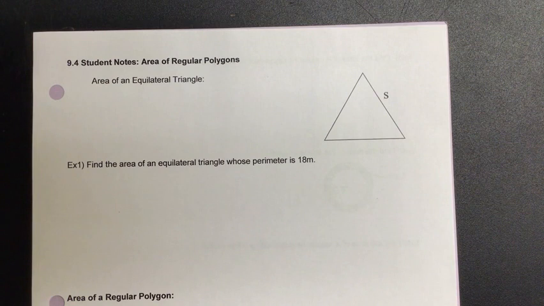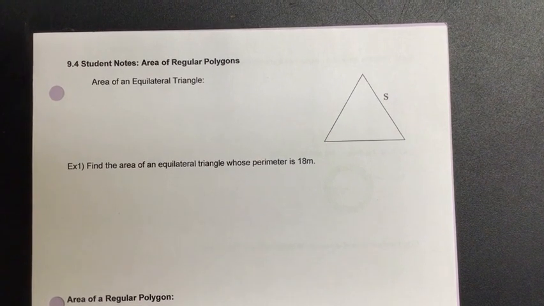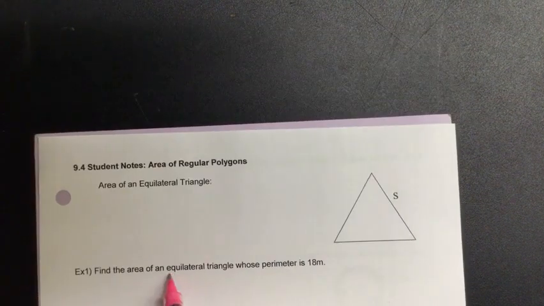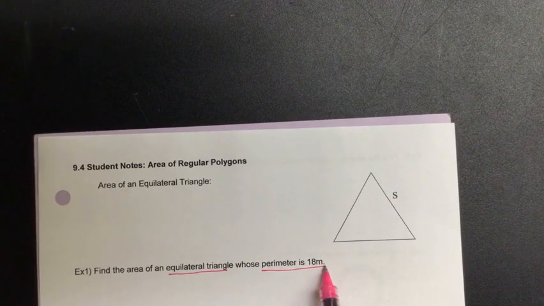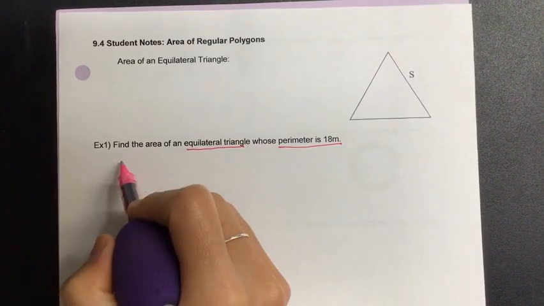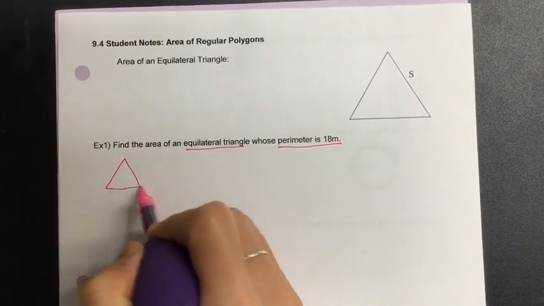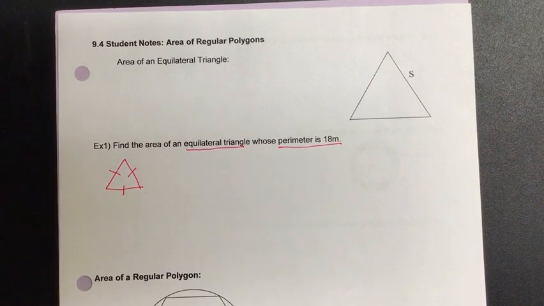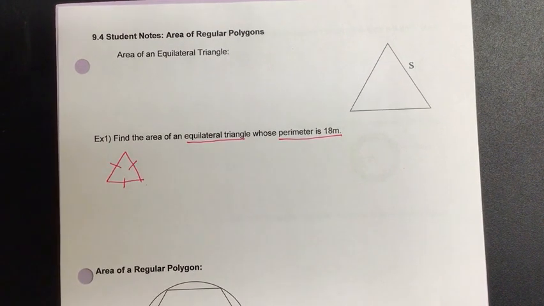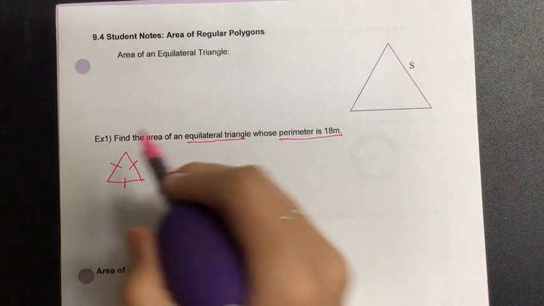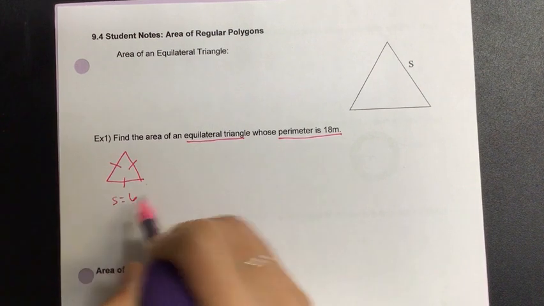So what shape is example number 1? Triangle. What kind of triangle? Equilateral. So we know we can use that formula. So equilateral triangle with a perimeter of 18. Draw this figure if it helps you. And we know if the perimeter is 18, one side has to be how many? 6. One side must be 6.